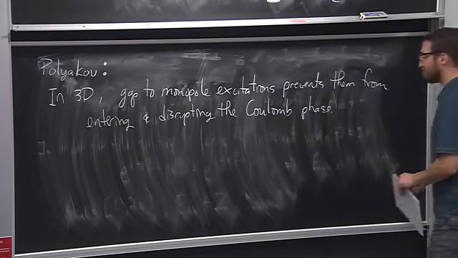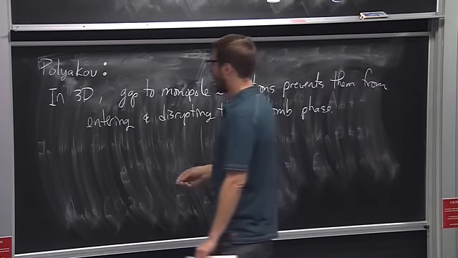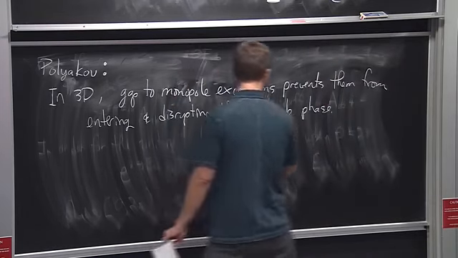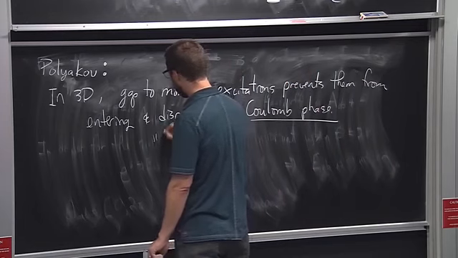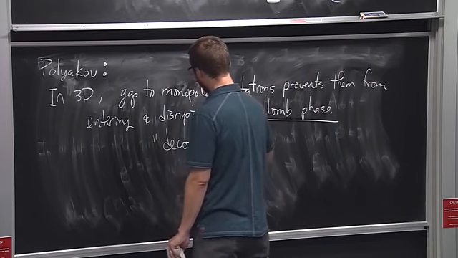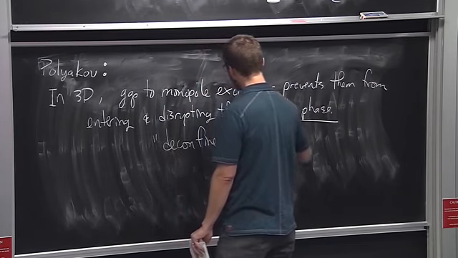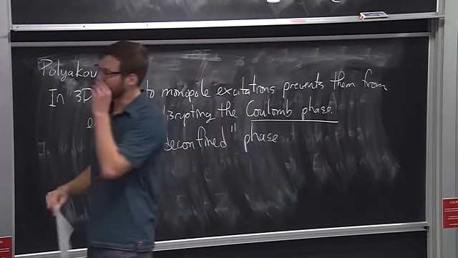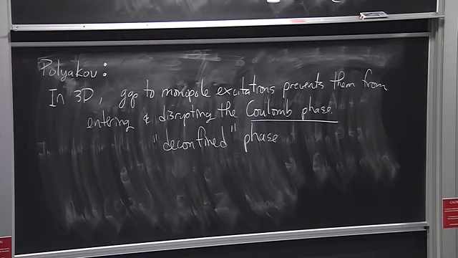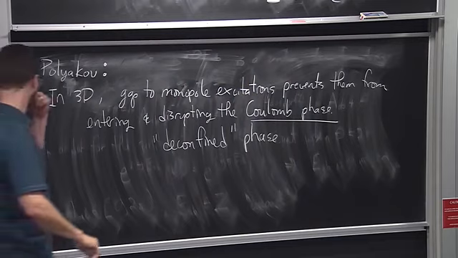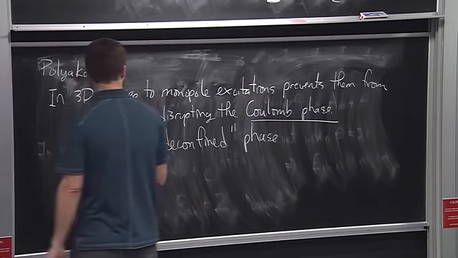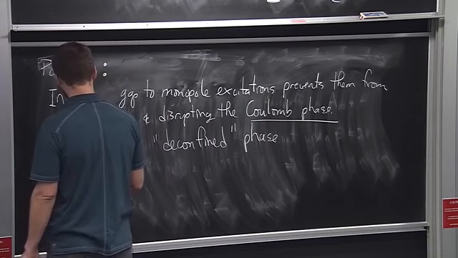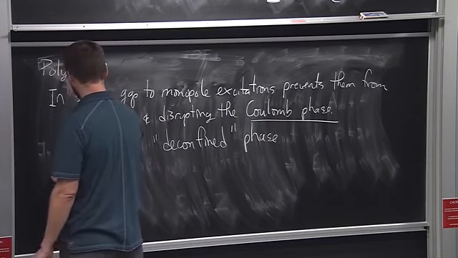This phase is also called the deconfined phase, because the charges are deconfined, up to this long-range 1 over r Coulomb potential. Polyakov showed that with a full 3 plus 1 Euclidean path integral.